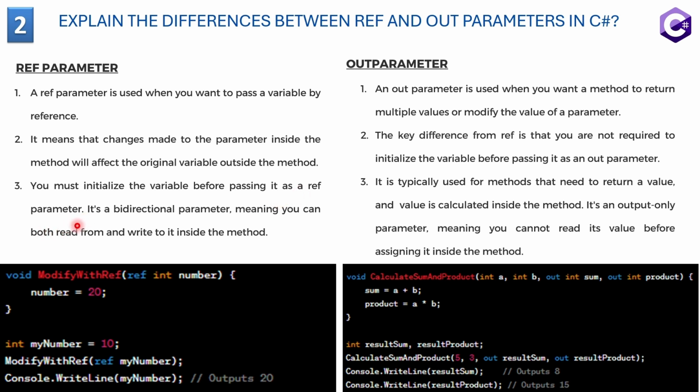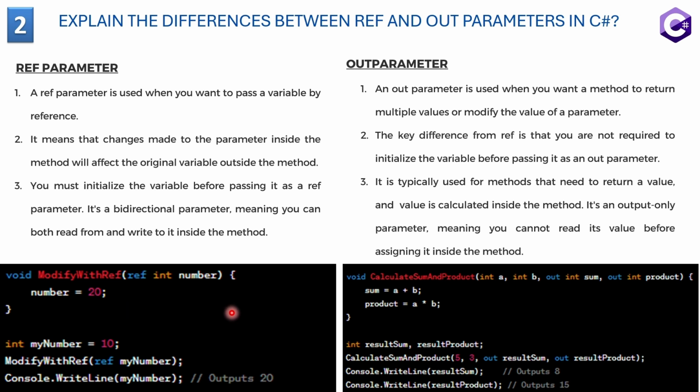The main difference is that ref is a bidirectional parameter, meaning you can both read from and write to it inside the method. So it's bidirectional, and you can read and write as well.